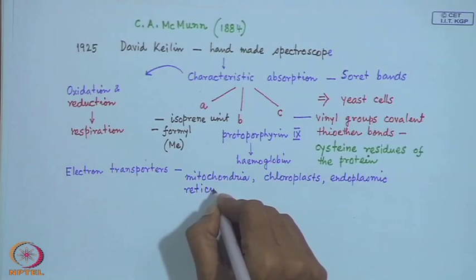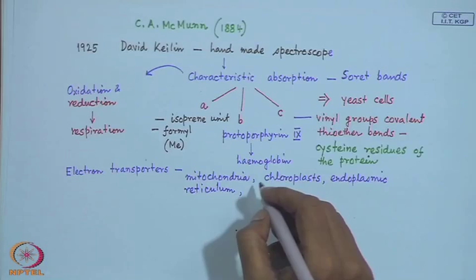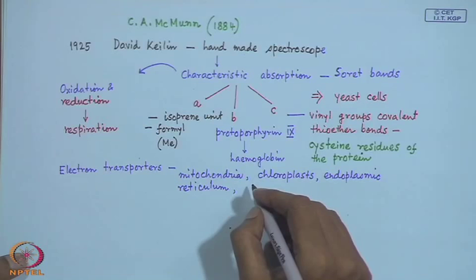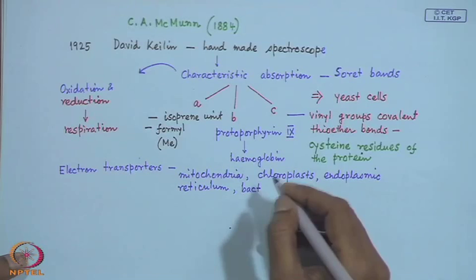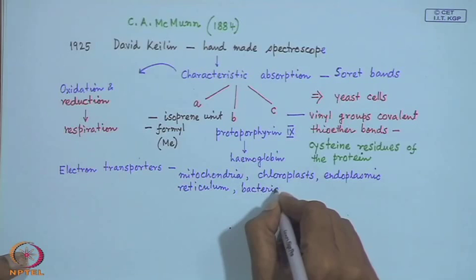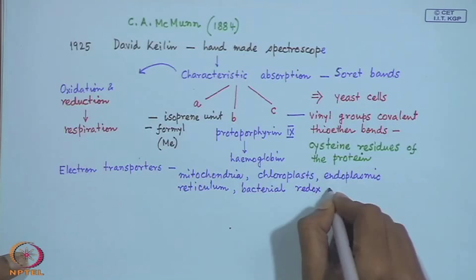And different bacterial redox chain as well. So, it is not only present in human system, it is present in plant origin, it is present in bacterial origin also. So, in bacteria also they play the redox transfer. So, in bacterial redox chain.